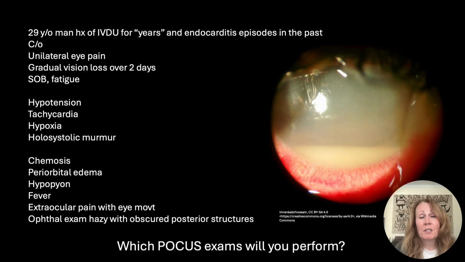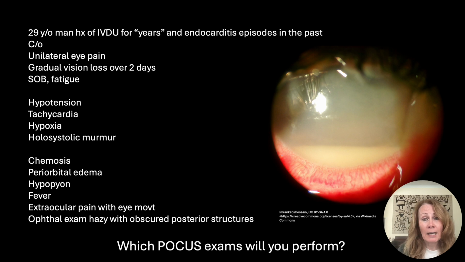Okay, so you have a 29-year-old male who presents to you with a history of years of IV drug use and several episodes of endocarditis in the past. He's presenting today complaining of unilateral eye pain, gradual decrease in visual acuity over the past 2 days, much worse today. He is also complaining of shortness of breath, fatigue, fever. He is hypotensive, he's tachycardic, he's hypoxic, and when you listen to the heart, you hear a hollow systolic murmur.